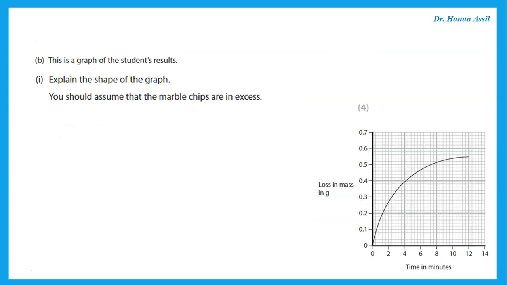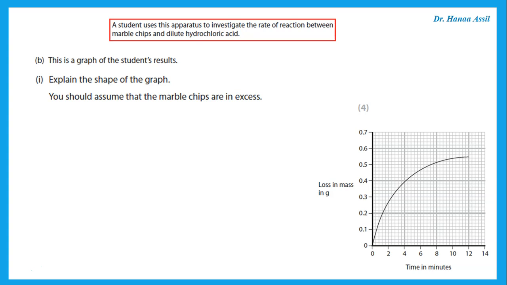This is a graph of the student's results. Explain the shape of the graph. You should assume that the marble chips are in excess. So he was reacting what? Marble chips with dilute hydrochloric acid. That means it is dilute hydrochloric acid that is limiting.